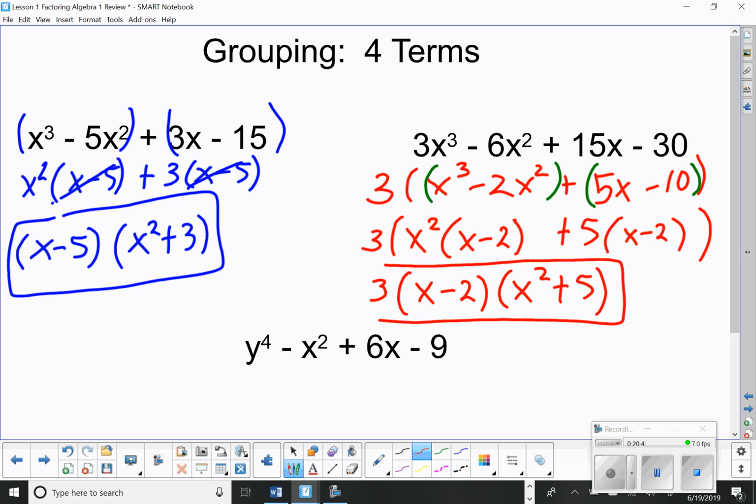Factoring by grouping is really just doing greatest common factor and then greatest common factor again. Okay? Greatest common factor, then greatest common factor again.